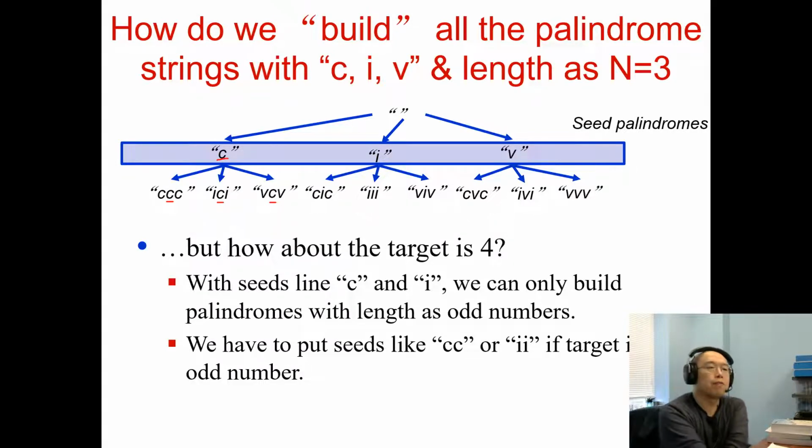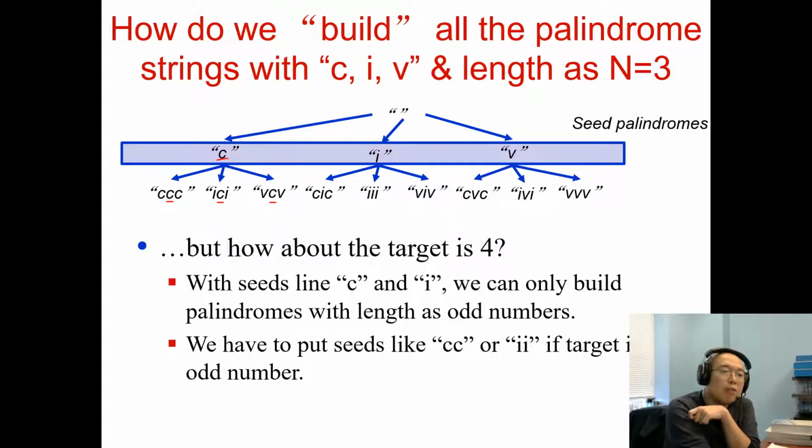Because the seed palindromes all have one letter, when we expand on both sides we have 3, and then expand on both sides again, we have 5. So we will never get the target as 4.